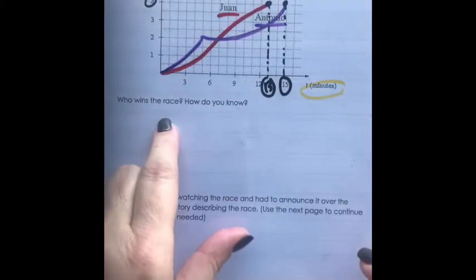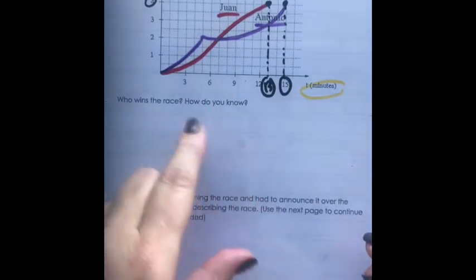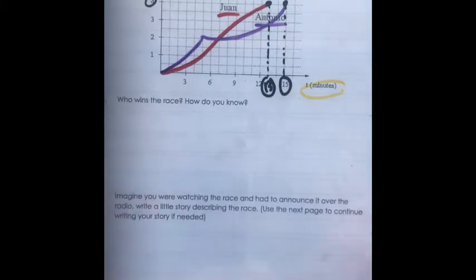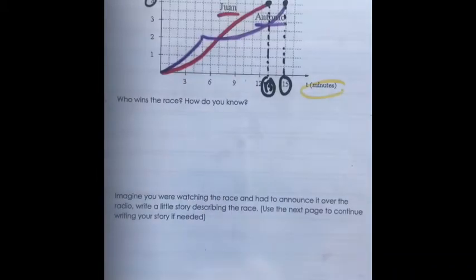So who wins the race? Hopefully you can see it's Juan. How do you know? What I just explained, write out how you knew that. Now it says, imagine you were watching the race and had to announce it over the radio. So you're going to write a little story describing the race. You have this lined piece of paper, and you're going to use it to write a story.